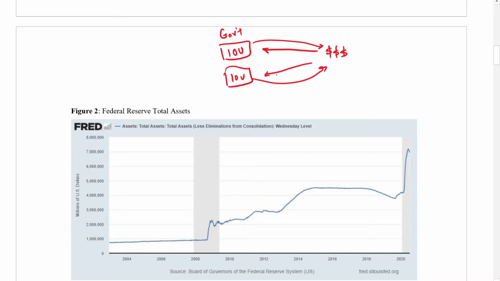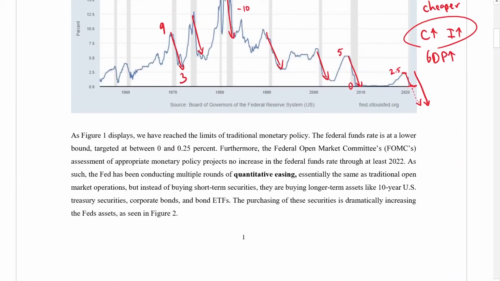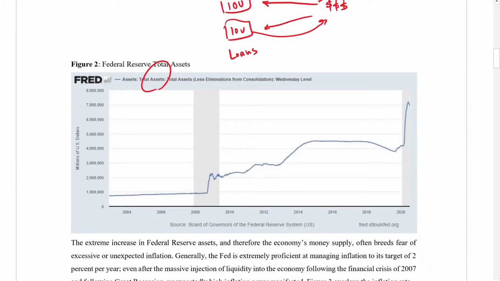And when the Fed does this, the Fed is increasing their assets. These are just loans, which are part of the Fed's assets, and in exchange, they're pushing money out into the economy. And we'll talk about how this increase in the money supply will theoretically lower that interest rate, push down the interest rate, and stimulate growth.